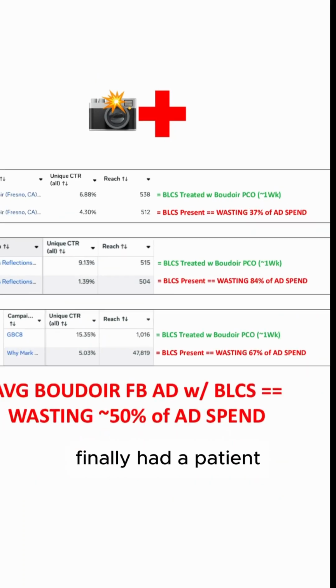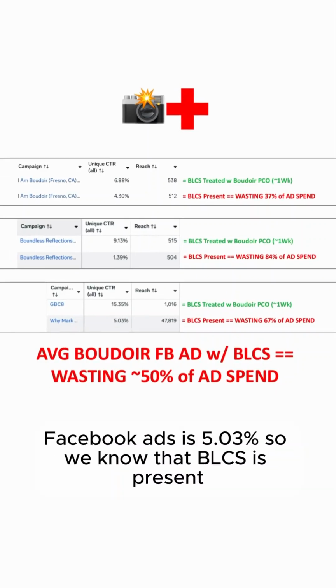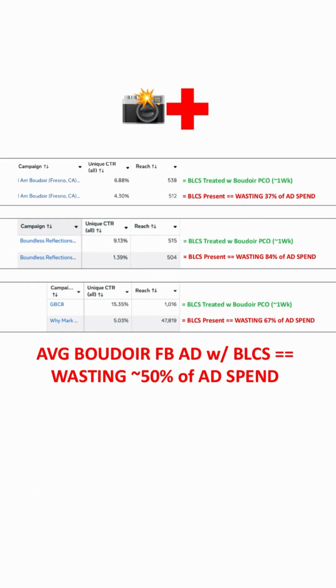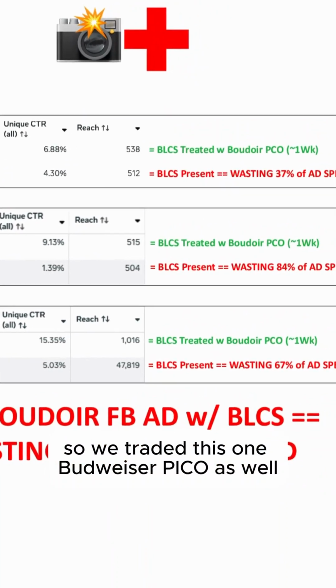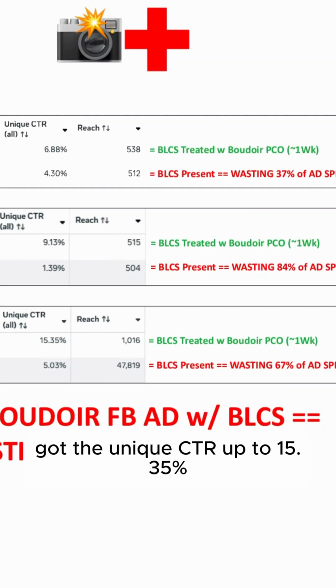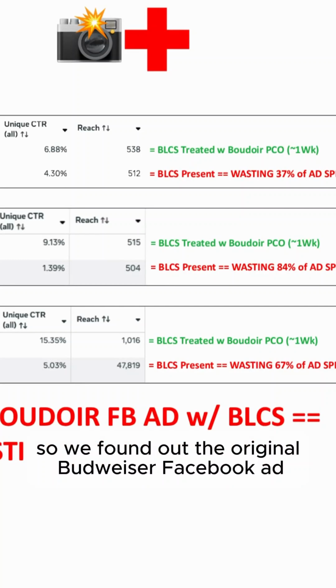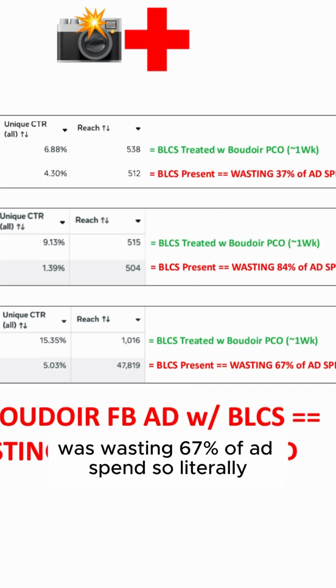Finally, I had a patient who says the unique CTR of his Boudoir Facebook ads is 5.03%. So we know that BLCS is present. When unique CTR is under 6%, that's Boudoir low click syndrome. So we treated this one with Boudoir Pico as well. Did really good with this. Took about a week. Got the unique CTR up to 15.35%. So we found out the original Boudoir Facebook ad was wasting 67% of ad spend.